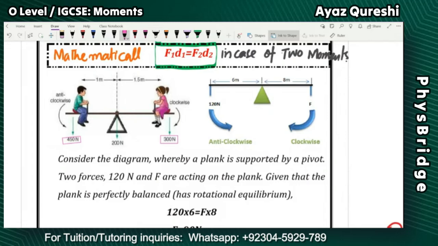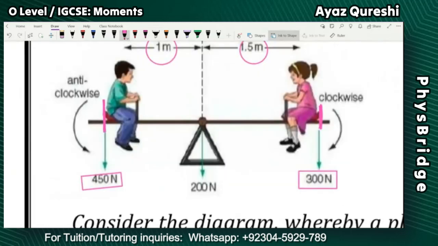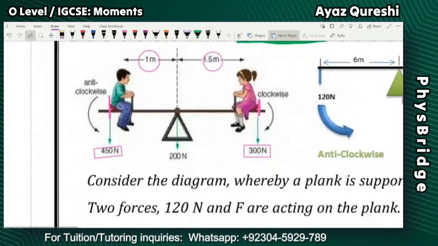This guy is sitting at a distance of 1 meter from the pivot, and this one is sitting at a distance of 1.5 meter from the pivot. The kid is sitting closer to the pivot. So this will be F1, and this will be your D1. This will be your F2, and this will be your D2.